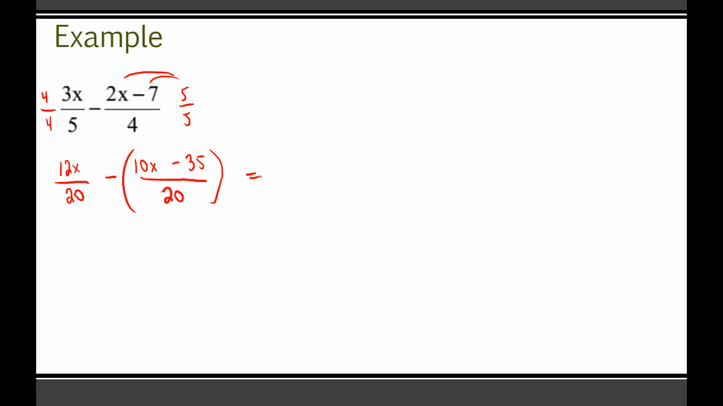So when we simplify this as a single fraction, it's going to be 12x minus 10x, and then minus 35, which is plus 35, and that's all over 20. We can clean up the top a little bit because those things are going to combine. 12x minus 10x is, of course, 2x. We still have the plus 35, and it's all over 20.